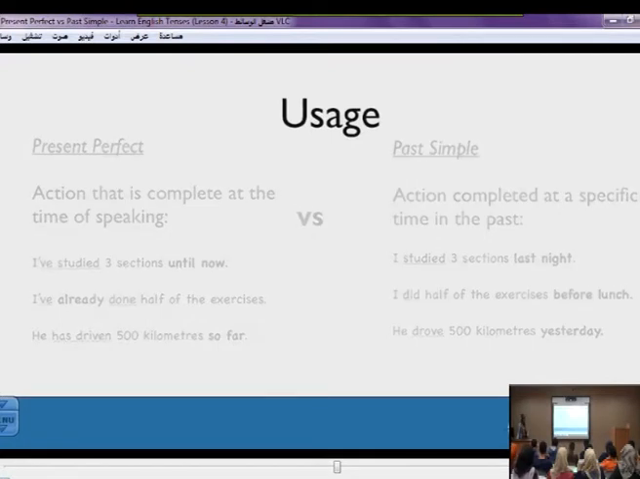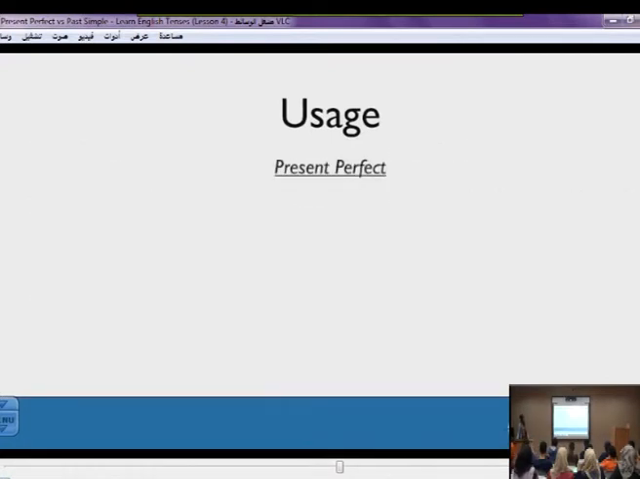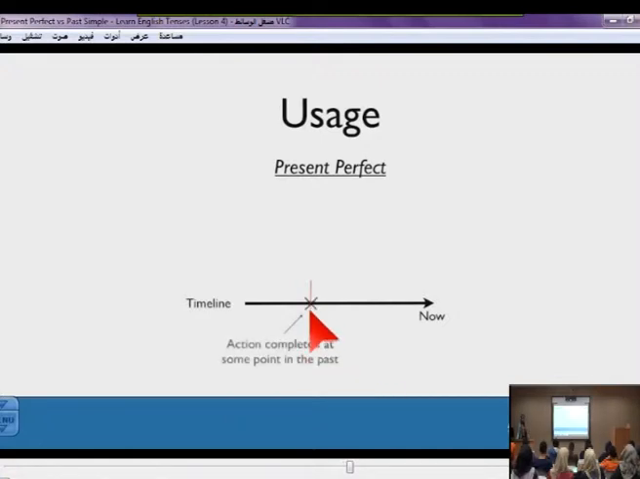Let's look at the timelines for a better picture of the differences. Here's the present perfect that you saw in the previous video. Do you remember this line? Yeah, so it's a timeline. And here's now. Connection in the past. Completed at some point. We don't know when, or we don't care to mention when. The action is complete at the time of speaking.